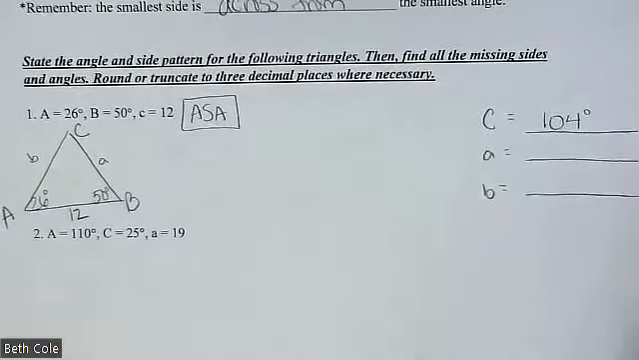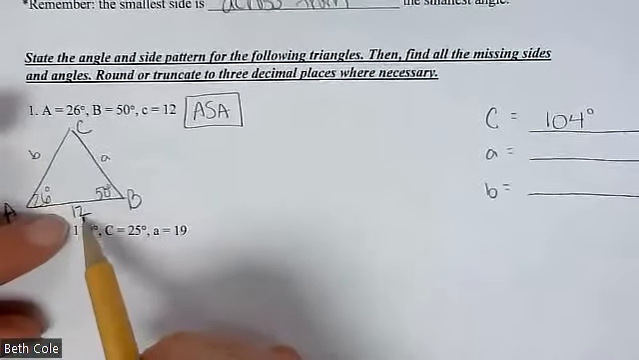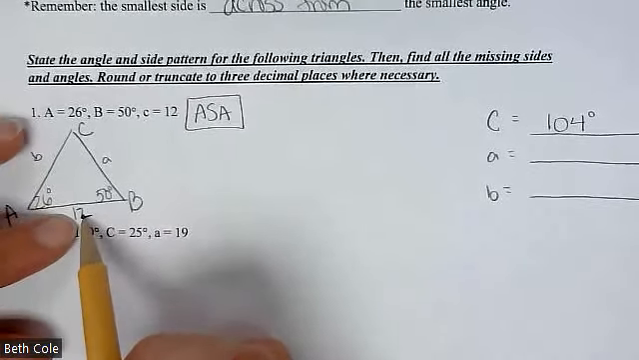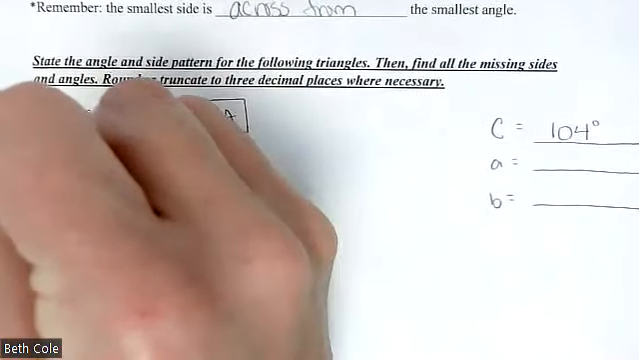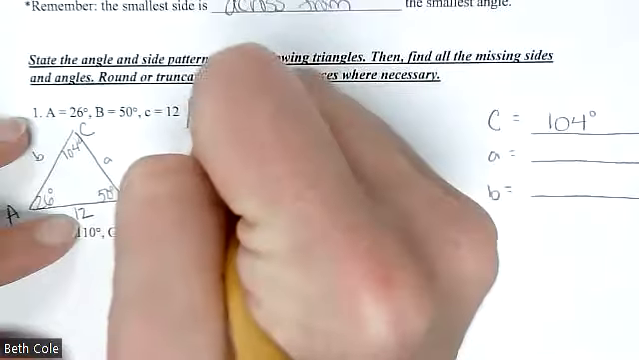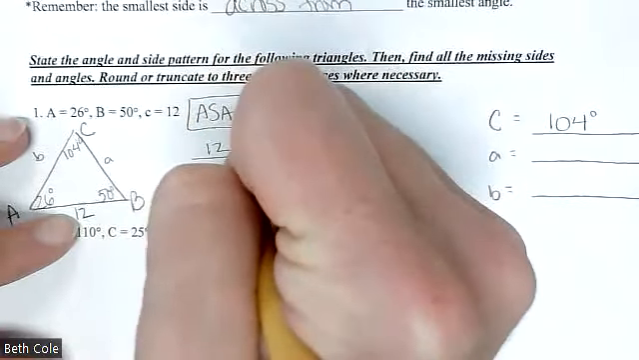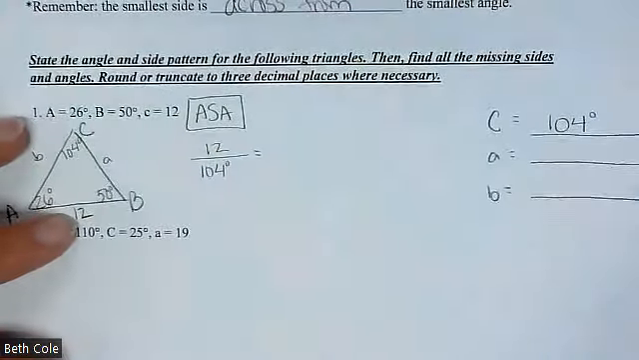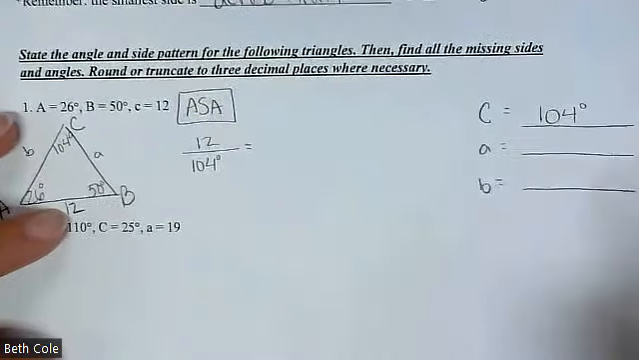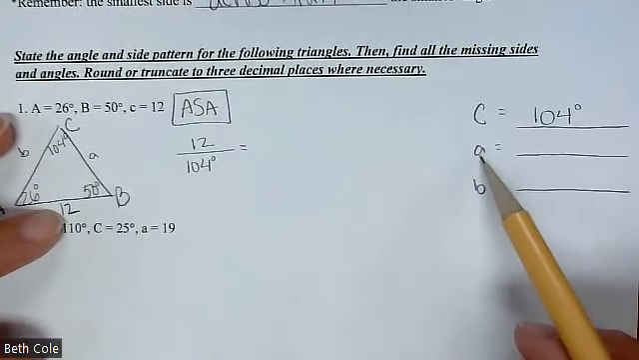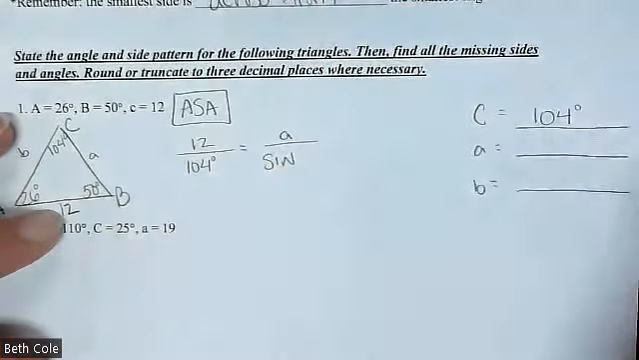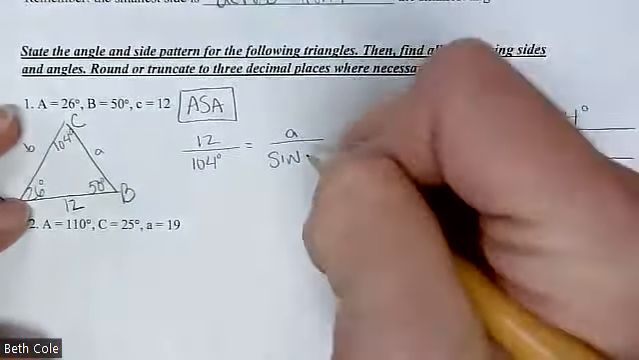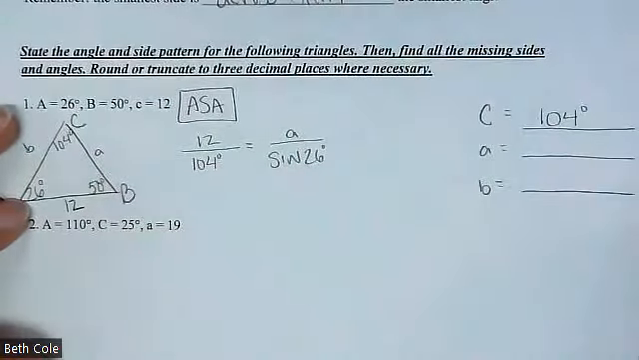All right. Now to do law of sines, you need a side across from an angle. We have only one side, 12, and it's across from, oh, we just found that one. It's 104. So you're going to put 12 over sine 104 equals, that's setting up your proportion. And then what's the next thing on our list? A. So it's going to be A over sine of 26. So that's the setup.